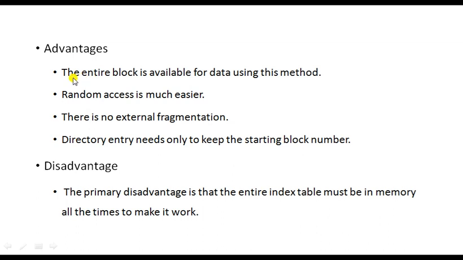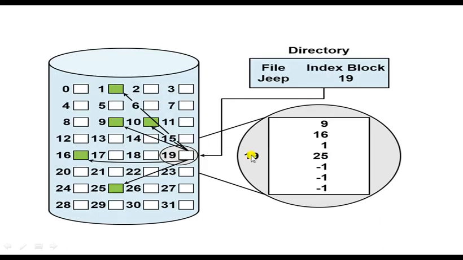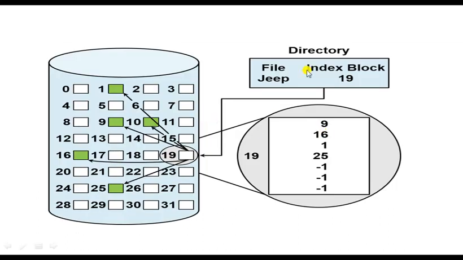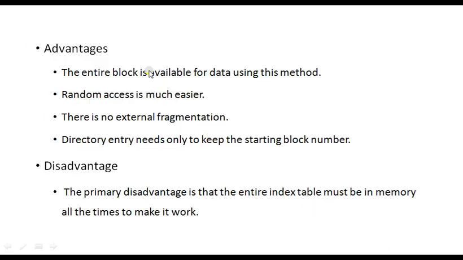Now see what the advantages of this scheme are. The entire block is available for data using this method. Random access is much easier, so you can directly go. Suppose you want to go to the 25th block, you can directly go to the 25th. You want to go to the 9th block, directly you can go to the 9th block. There is no sequential access, you can directly go to the required block number. This is called random access. Random access is possible, and there is no external fragmentation. The directory entry needs only to keep the starting block number. 19th is the starting block, and from the 19th you can go anywhere you want. So these are the advantages.